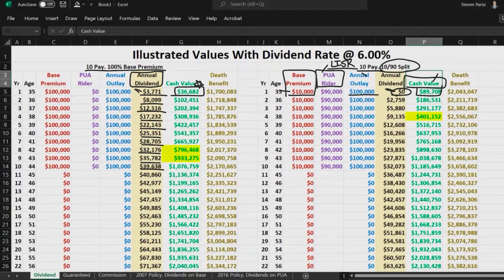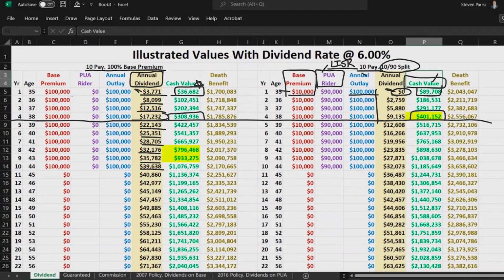Now, as we look at this guy, let's look at year 4. How much have you paid in by year 4 if you made these payments of $100,000 per year for 4 years? $400,000. What's your cash value? $401. How about the example to the left? We've paid in a total of $400,000 and you've got $309. So you have a difference of almost $100,000 in cash value.